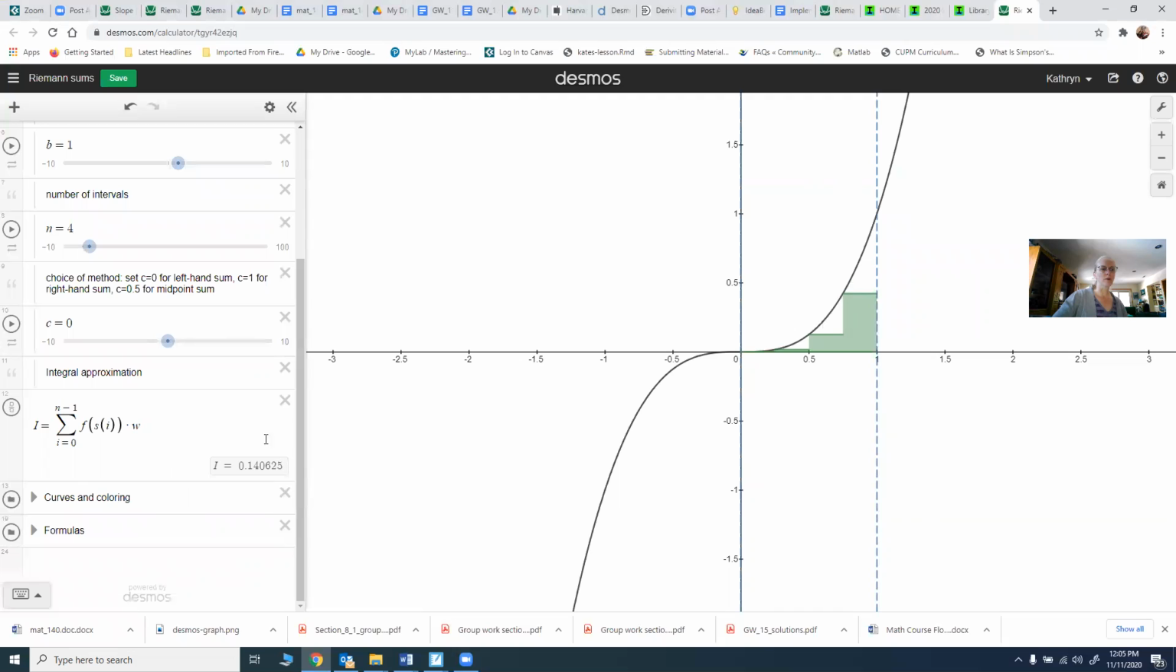I do see that it actually evaluated down here. It actually gives me what that approximately was equal to. It added those up. This is what this big symbol here means. It means add them all up. So it added up the area of all these rectangles, and we get 0.140625, which is what we found when we did it by hand.